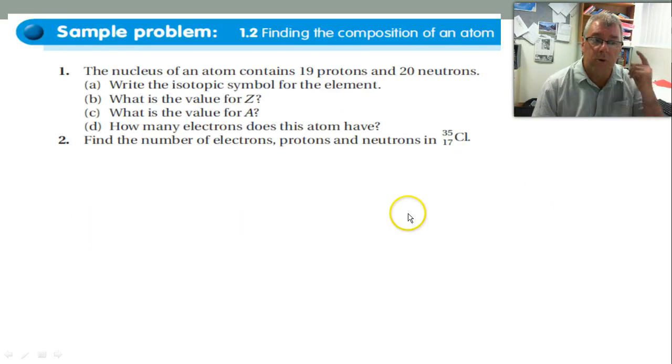So here's a couple of questions that are pretty typical that relate to isotopes. The nucleus of an atom contains 19 protons and 20 neutrons. Write the isotope symbol for the element, and if we just did that quickly over here, let's see, 19 protons, well that gives us a 19 there.